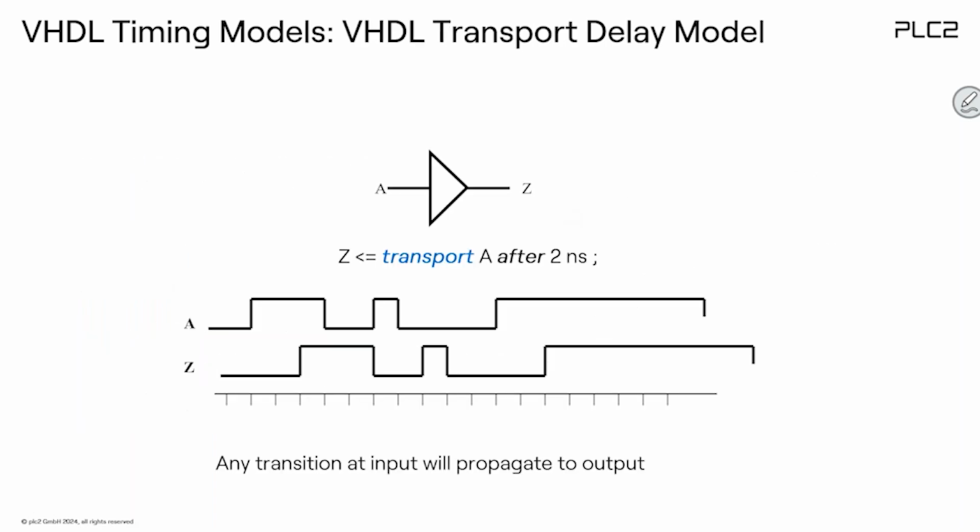But in some cases, we would like maybe to define another kind of delay model. It's called the transport delay model. So this is basically a cable. It's not a silicon component. It's the behavior of a cable. So in this case, we do have a component. Input is A, output is Z.